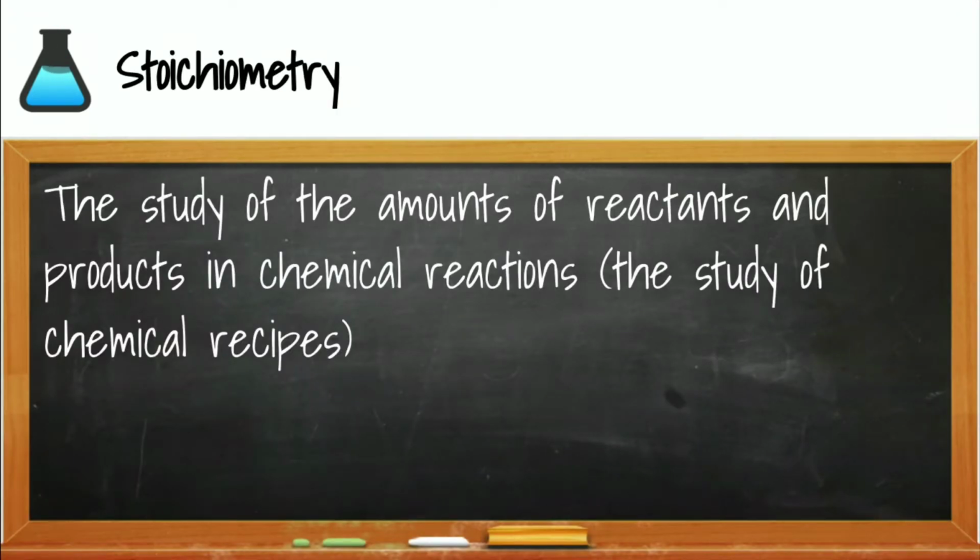Stoichiometry is defined as the study of the amounts of reactants and products in a chemical reaction, or the study of chemical recipes. It studies how atoms combine to make formulas and how matter cannot be created or destroyed during a chemical reaction.